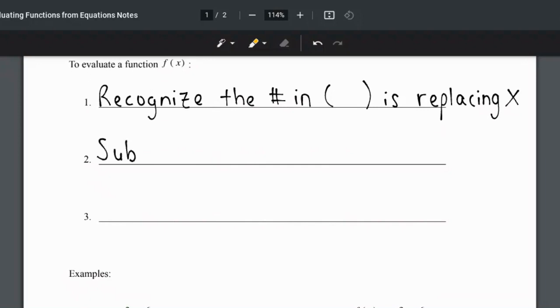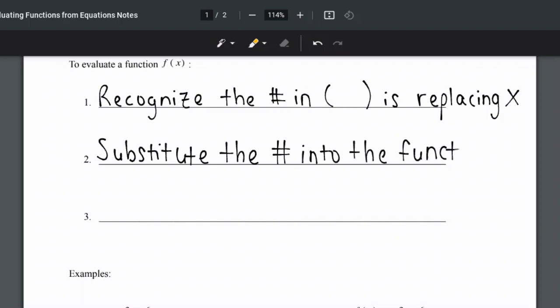Then you are going to take that and you are going to substitute the number into the function. And then finally, you are going to simplify.